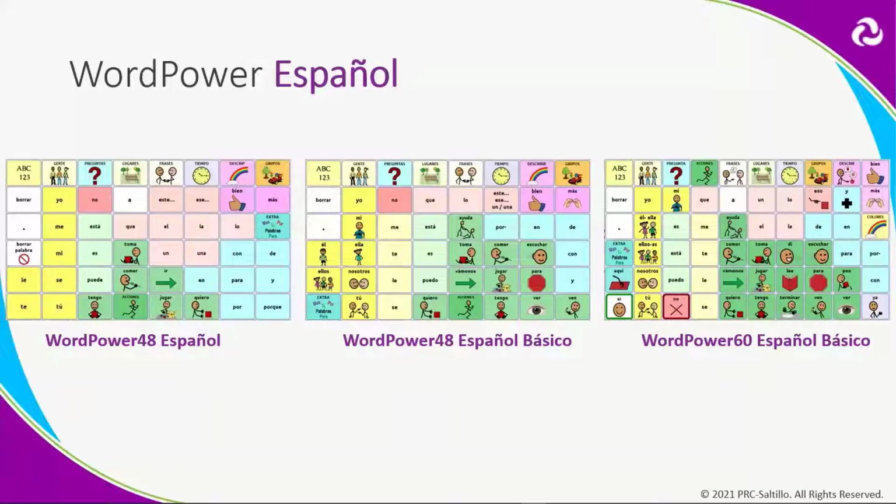The ones that are available right now are WordPower 48 Español, and then after that came 48 Español Básico, and then WordPower 60 Español Básico. And the files, of course, have a lot of similarities, but there are also a fair amount of differences between them. So I thought I would first start off by talking a little bit about the WordPower 48 Español that Pam and I developed first.